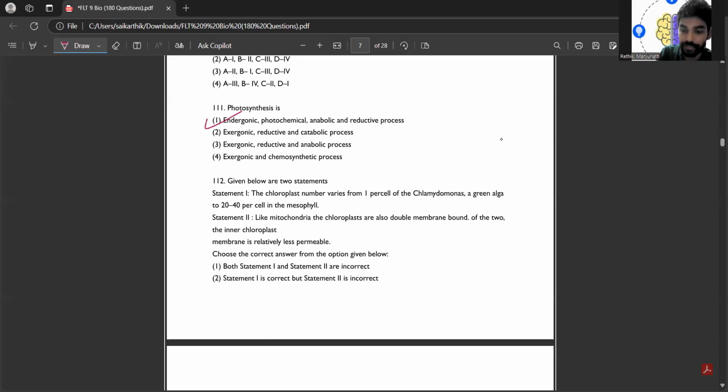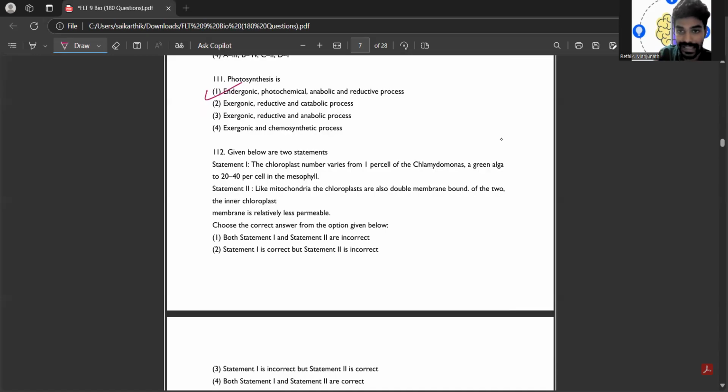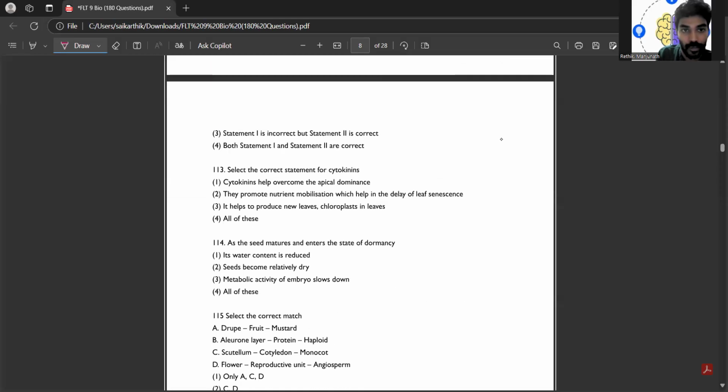Given below are two statements, where statement one says that the chloroplast number varies from 1 per cell of the Chlamydomonas, a green alga, to 20 to 40 per cell in the mesophyll. The statement one is correct. Statement 2 says like the mitochondria, the chloroplasts are also double membrane bound. Okay, they are double, and the inner chloroplast membrane is relatively less permeable. So both the statements are actually correct.